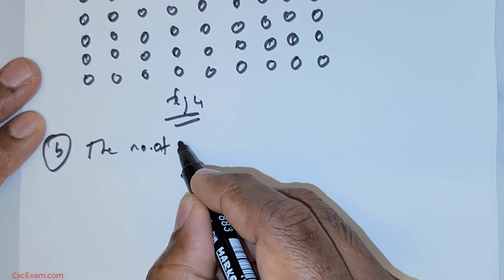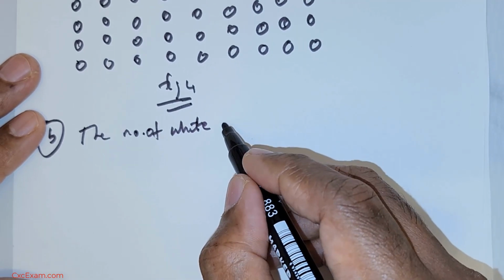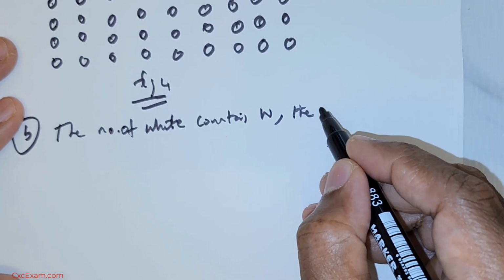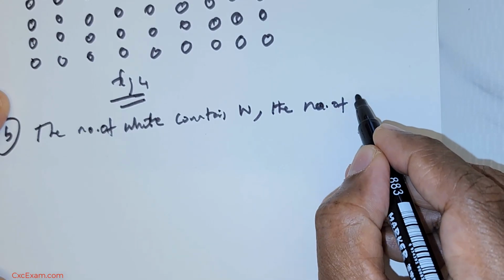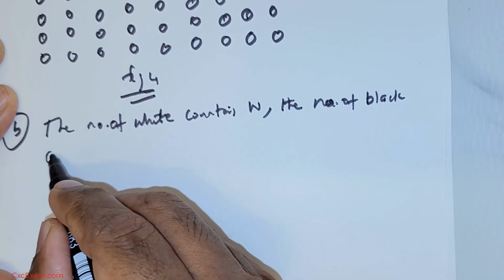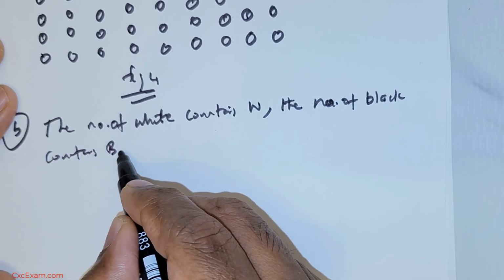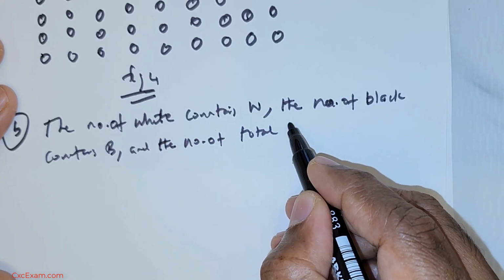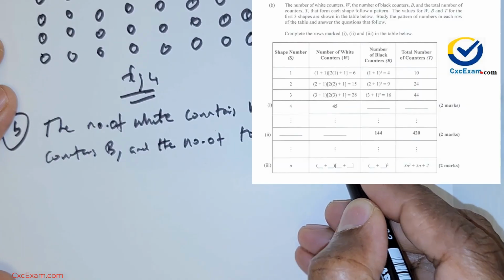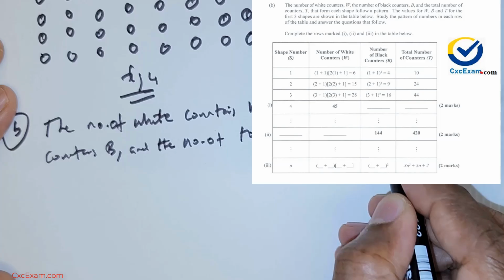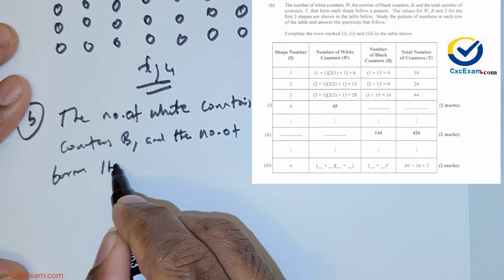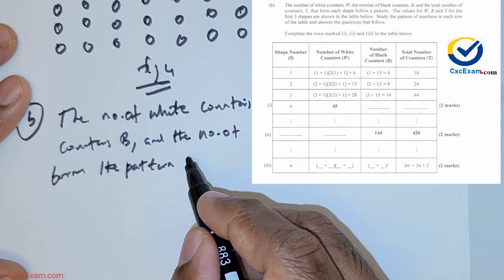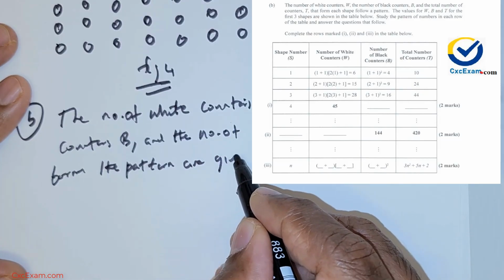The number of white counters, W, the number of black counters, B, and the number of total counters, T, that form the pattern are given in the table.